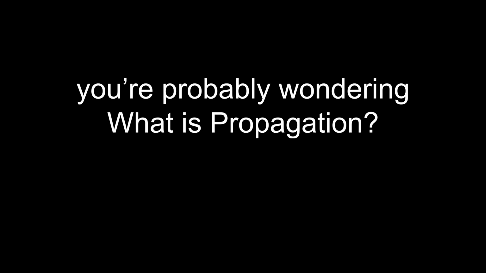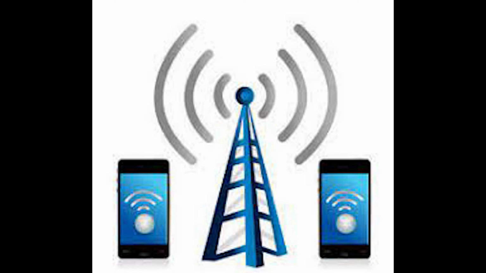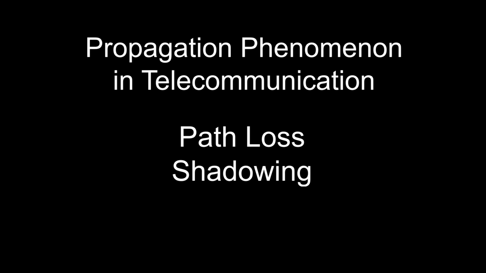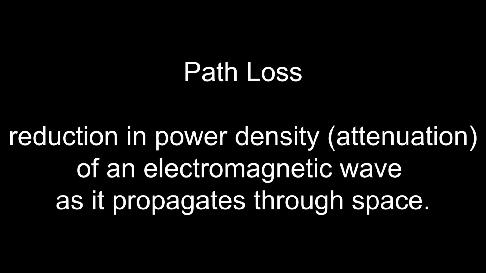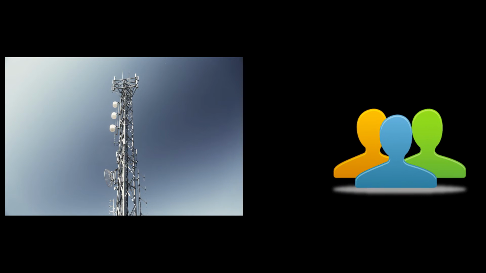You're probably wondering what is propagation. It is transmitting something through a certain medium, in this case, transmitting signals. There are many phenomena of propagation: path loss, shadowing, and multipath fading. Path loss is the loss of signal wave power. It usually occurs when the receiver is moving further from the transmitter. The more the receiver moves further, the less the signal strength becomes.